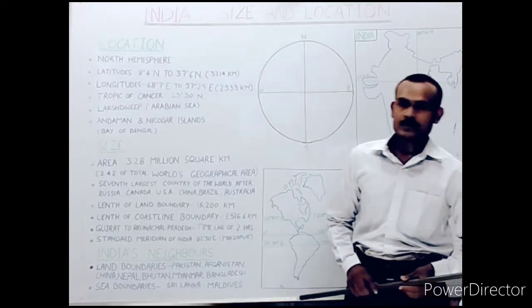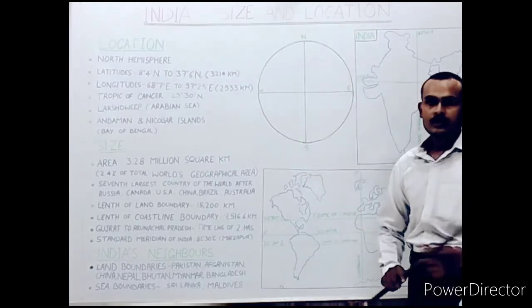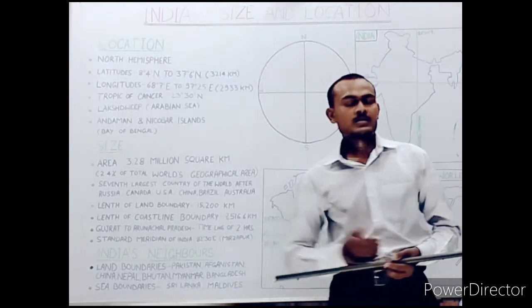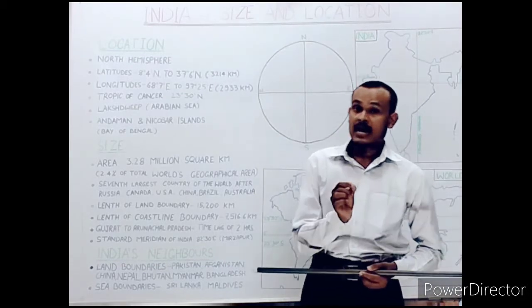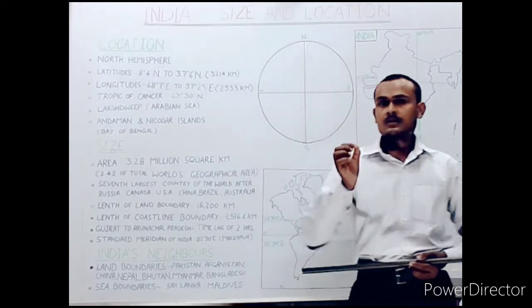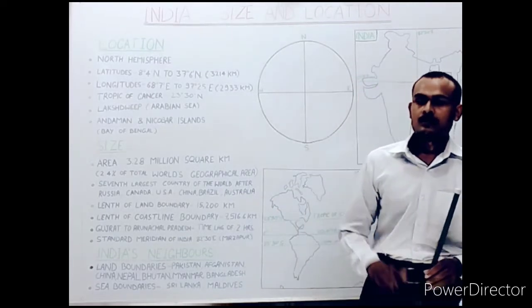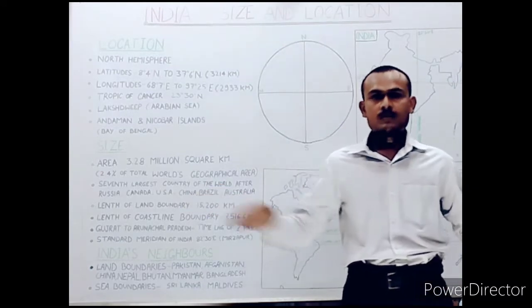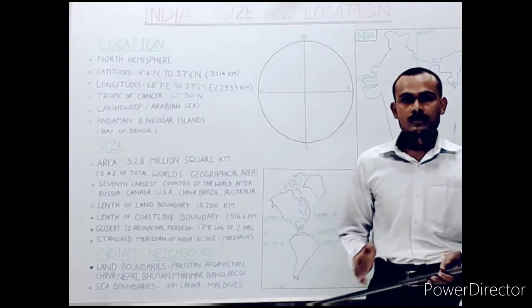India, size and location. This is the title of the chapter. Before knowing about this chapter, we must understand the meaning of it. India is the name of a country. Size means the shape of this country, its height and width, and location means where this country is found on the earth.